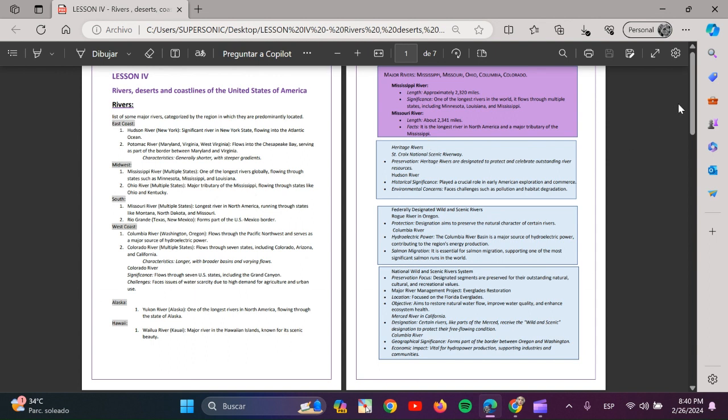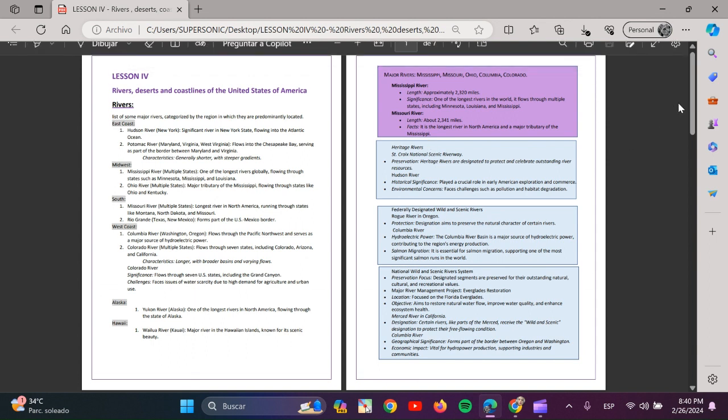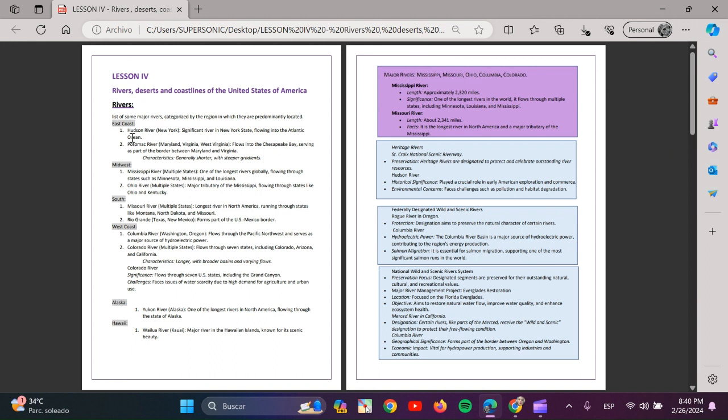Inside them we have classifications of everyone. For example, we have classification according to the region. For example, rivers in East Coast, Midwest, South, West Coast, Alaska, Hawaii. And then another kind of classification, major rivers. There are Mississippi. This is only one classification and the major.